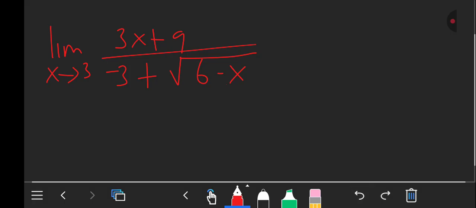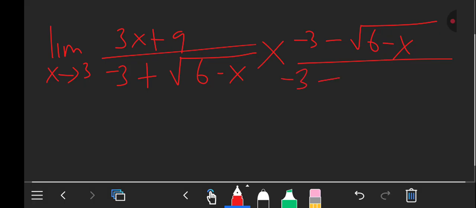So basically what you need to do is to multiply first by the conjugate. You multiply the numerator and the denominator by the conjugate of the denominator. So the conjugate is negative 3, we just interchange the sign. Where there is plus, you put a minus, then square root of 6 minus x. Even on the denominator, you say negative 3 minus square root of 6 minus x.